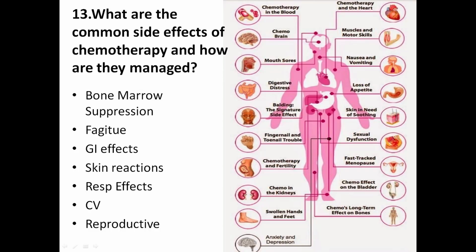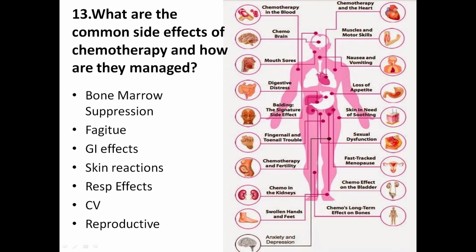Skin reaction: skin rapidly proliferates because it turns over so quickly. It is susceptible to chemo. We see redness of the skin. Hair loss is the most common. The degree and sensitivity depends on the type and dose of the chemo agent and is usually reversible.